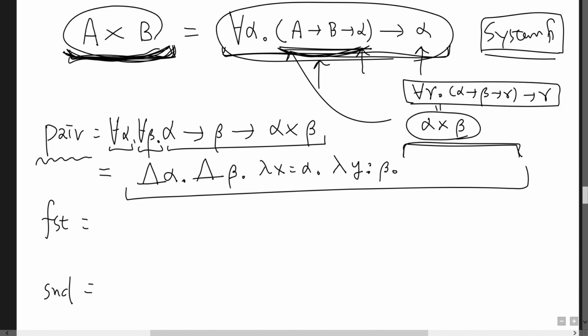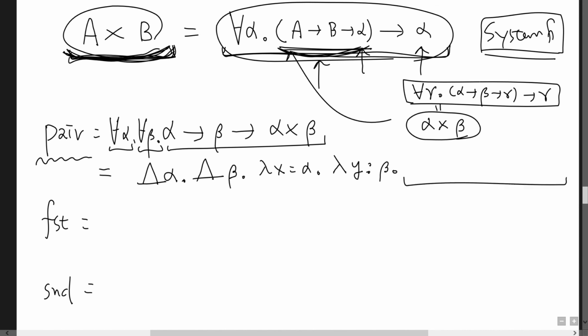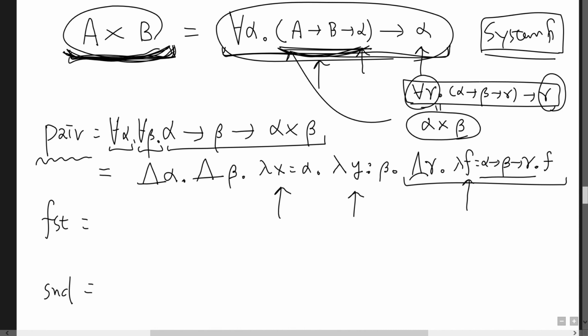So, how to do this? You have for all gamma, so you have type abstraction, capital lambda gamma, and then you have function f of type alpha arrow, beta arrow, gamma. And now you have to find an expression of type gamma. How do we do this? Well, you have a function f of this type, you have a value of type alpha, you have a value of type beta. So it's just a matter of applying f to x and y. And this has type gamma, and that's it.